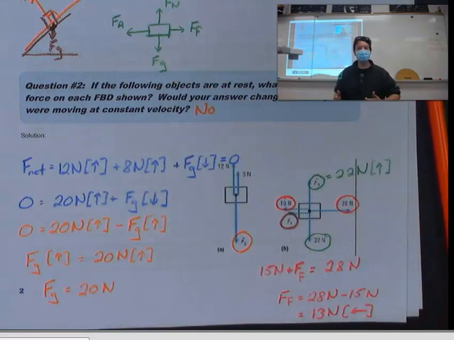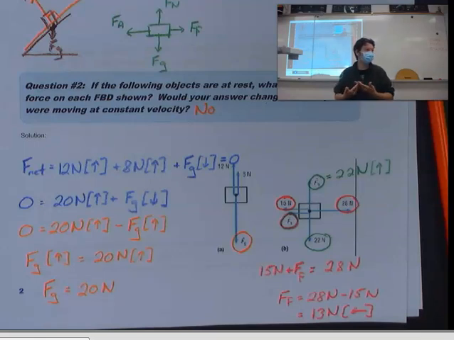The reason is forces cause a change in motion. I said this before. Forces do not cause motion, they cause a change in motion. So even if you're moving with a constant velocity, the net force acting on you must be 0 because you're not accelerating. Forces cause an acceleration or a change in motion.